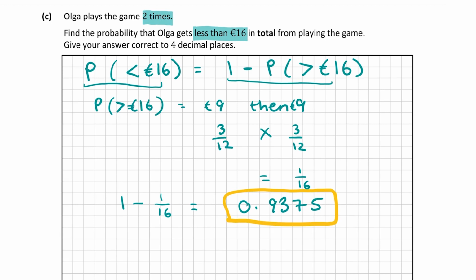So the probability that it's less than 16 in this question is equal to 1 minus the probability that it's greater than 16. Because every answer that she gets is either going to be less than 16 or greater than 16. Okay, so then we can use this rule. So for this question, you're also going to get 10 marks, and that is all for this question 1 from paper 2.